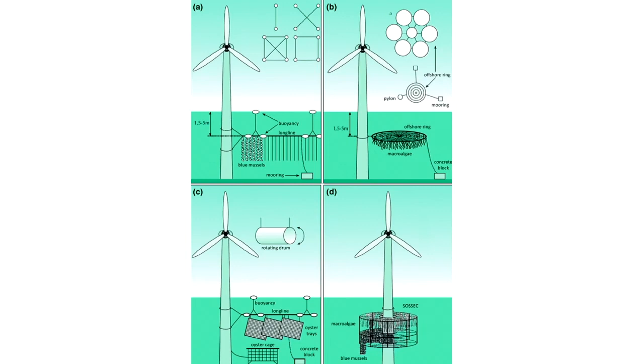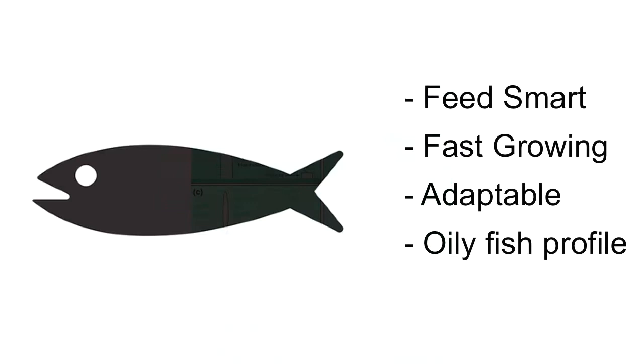Moving aquaculture, particularly finfish aquaculture, out of the near shore into deeper water, co-joining that with offshore wind could be a very interesting solution in terms of lowering carbon and increasing a sustainable food supply. And lastly, this fish that we grow, we'd probably want it to have an oily fish profile.